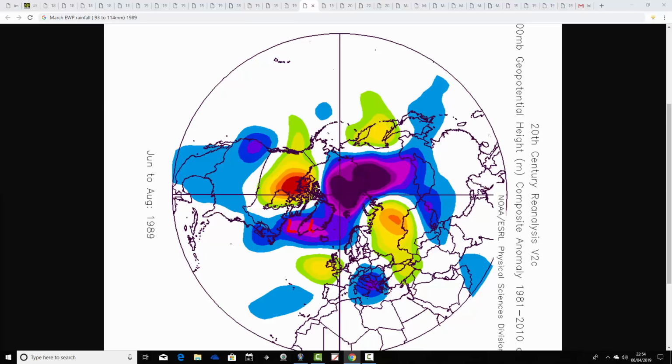Again, it's an unsettled summer to the north. It's got the below average heights across Greenland and Iceland. But for us, we actually have this area of above average heights over the UK. The jet stream is pushed northward. So this is a drier and warmer summer.